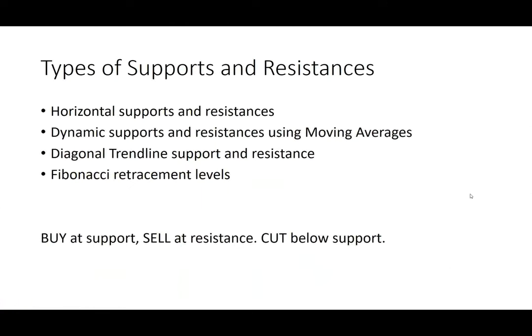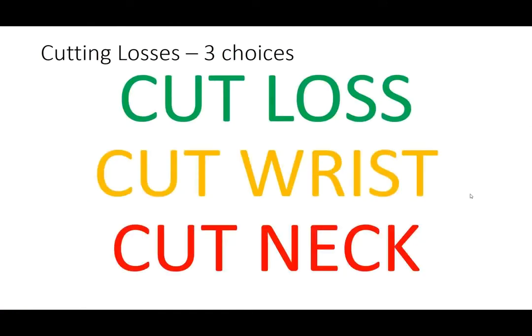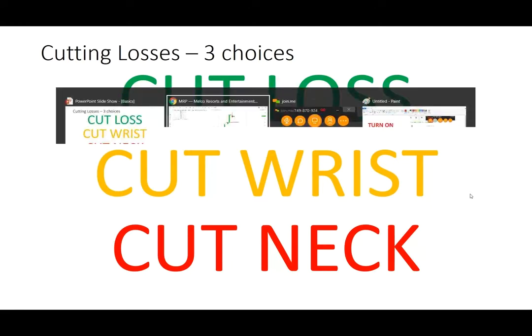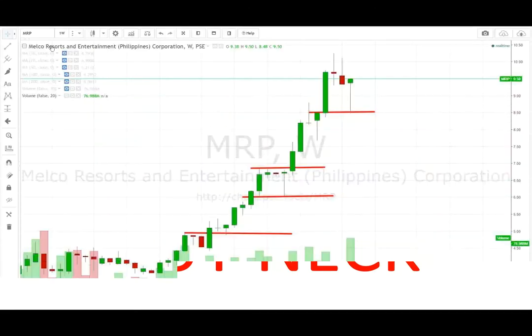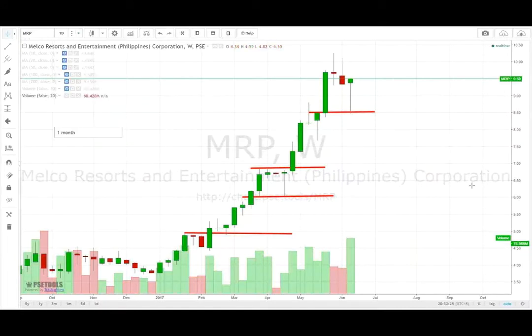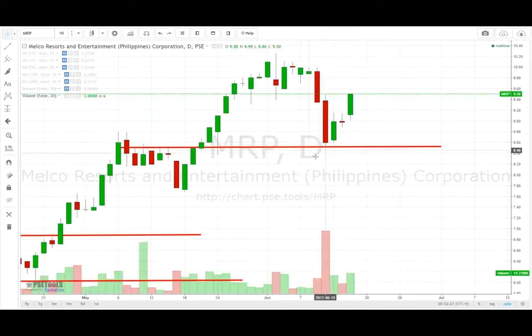Whew, tiring. Oh, we're already at 1.5 hours. We're nearing our last few concepts. I cannot stress enough, please, please, please, cut loss. Where do you cut? You cut when your support or resistance is broken. Exactly? No. You cut a little bit below. And you cut near the end of the day.